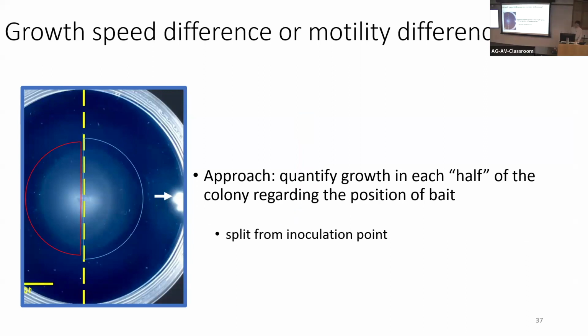The next thing we did here is we're interested in what is the driving force for this behavior to manifest. And at the time, we had two hypotheses. It can be either growth difference, so maybe this part is growing more, or it is a motility difference. And to test that, I ended up cutting the plate in half. So that separates the whole plate into two sides. One is proximal to the bait, the other is distal to the bait. And I'm curious whether those two parts of the colony actually have a similar amount of viable cells.